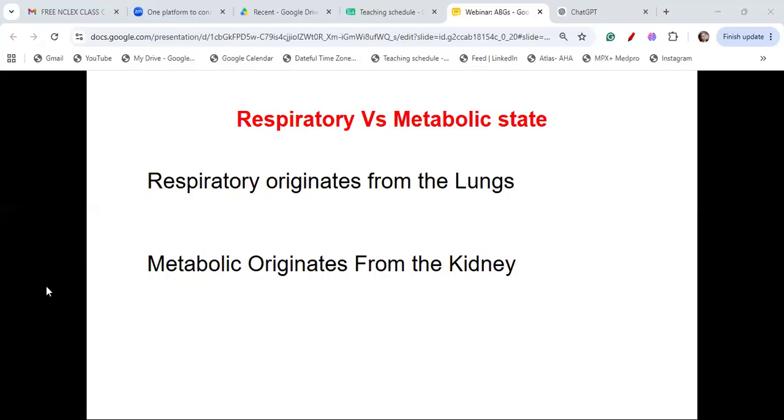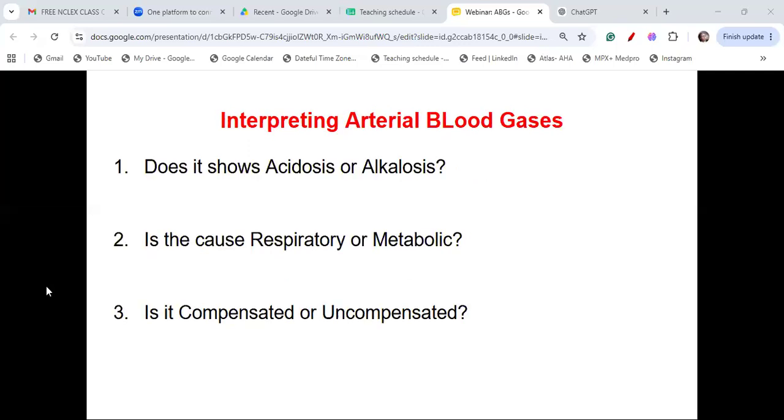Now, I want us to go through the interpretation of ABGs. You have to ask the following questions. Number one, does it show acidosis or alkalosis? Number two, is the cause respiratory or metabolic? And thirdly, is it compensated or uncompensated? So we'll start as we build on these three steps.